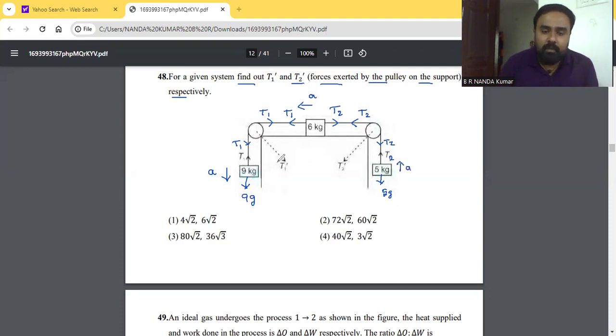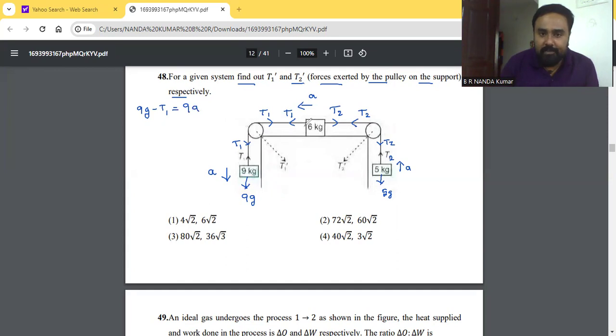So now look, we have to apply conditions. So what is the net force acting on the 9 kg? So that is 9g minus T1. Why 9g minus T1? Because 9g is moving downwards, so T1 is upwards, but finally the 9 kg is moving downwards with acceleration A, that is, 9g is more than T1. So the net force 9g minus T1 is equal to mass into acceleration, 9 into A.